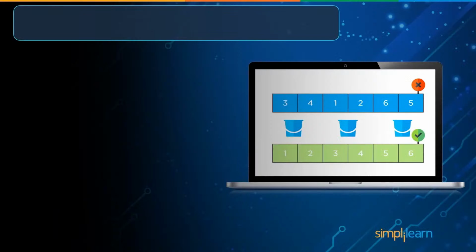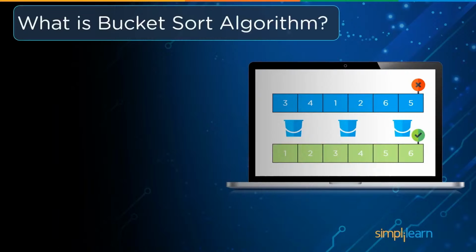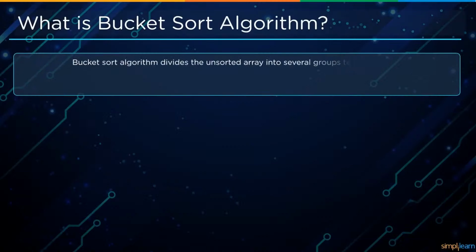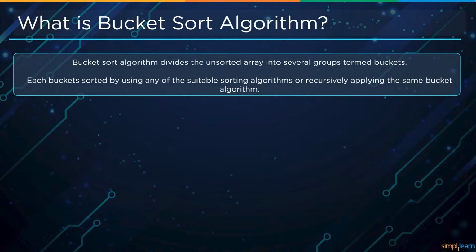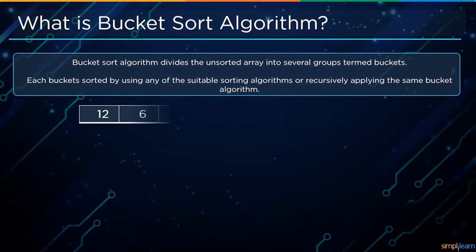Let's get started with what exactly is a bucket sort algorithm. So the bucket sort algorithm divides the unsorted array into several groups known as buckets. Each bucket is sorted using any suitable sorting algorithm or by recursively applying the same bucket sort algorithm. I know it's a little complicated to understand, so let's go through an example.